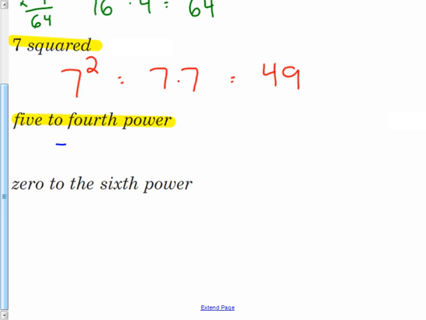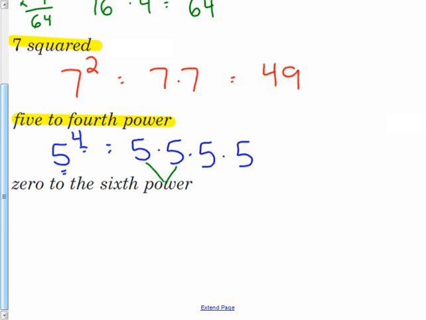5 to the 4th power. I'm going to first write it in exponential form so I can see what it looks like. And now I'm going to write it out as a multiplication problem. I have a 5, 4 times. Okay, the base number 5 multiplied 4 times.